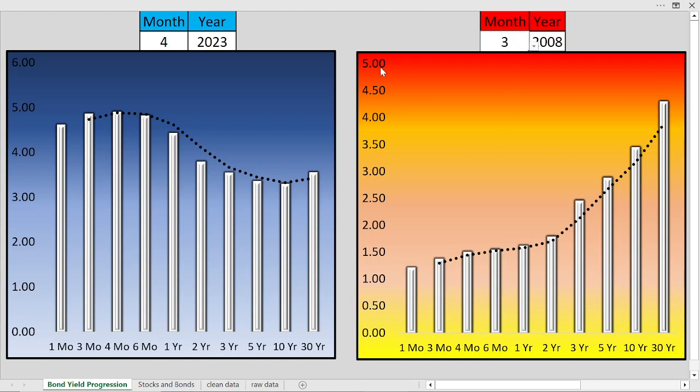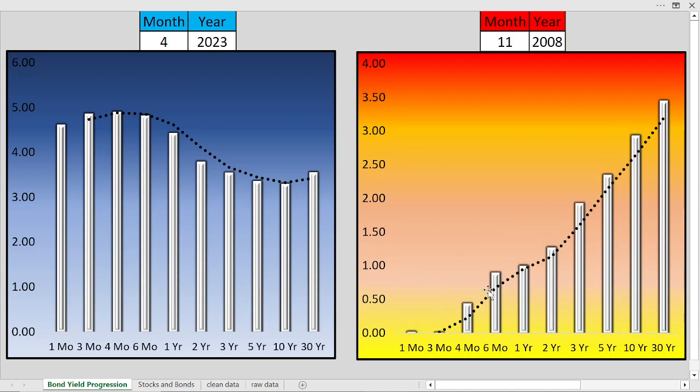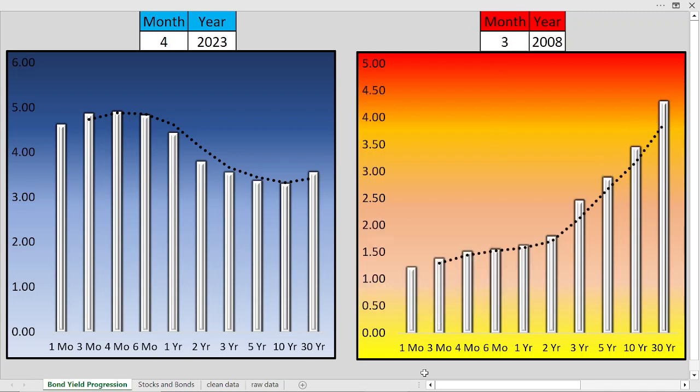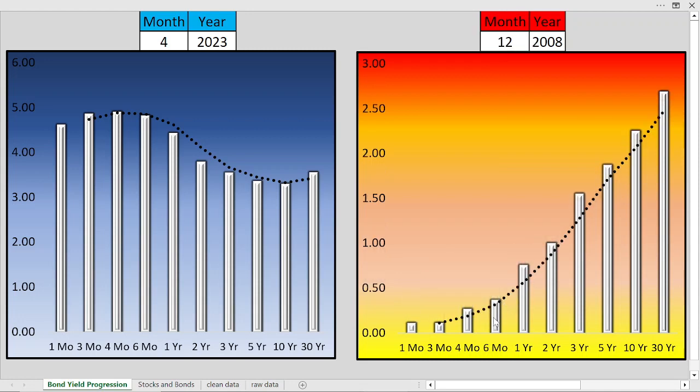That's in March. Fast forward to September. The 6-month bond pays a 1.78. Now take a look in November. 6-month bond pays a 0.9. December 2008, the 6-month bond pays a 0.37. Compare that again. March, the 6-month bond, 1.55. December, 6-month bond pays a 0.37.